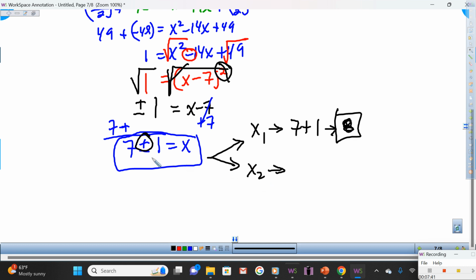For the x sub 2, I'm going to use the minus. So it's 7 minus 1, which is 6.